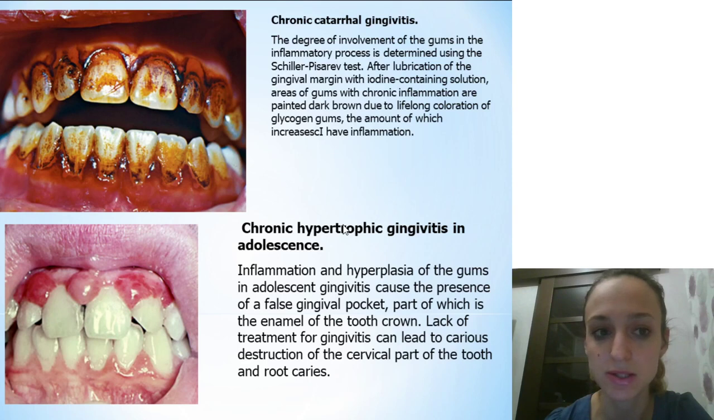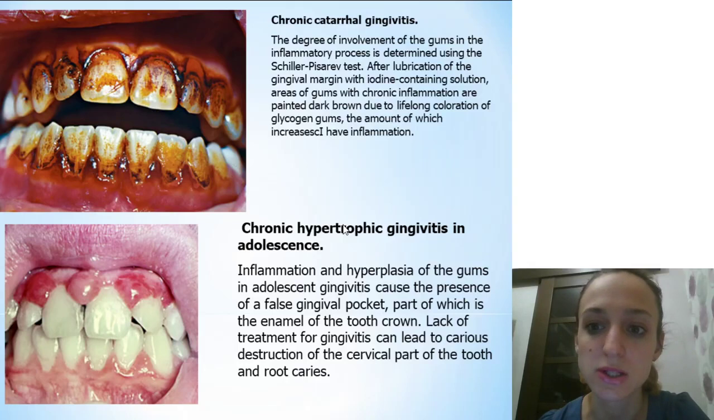And the third case is chronic catarrhal gingivitis, and the degree of involvement of the gums in the inflammatory process. Here we use the test of Schiller and Pisarev. After lubrication with the solution, areas of gums with chronic inflammation are painted dark brown, and the intensity increases with inflammation.